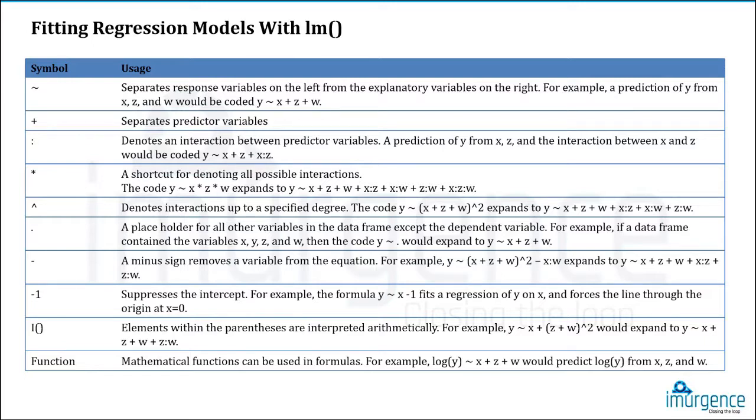A -1 suppresses the intercept. For example, if you want the intercept to be at 0, you can use a -1, right? So you can just say y tilde x -1, so it fits a regression of y on x and forces the line through the origin, where x is equal to 0. So you're saying the constant is 0 in this case.